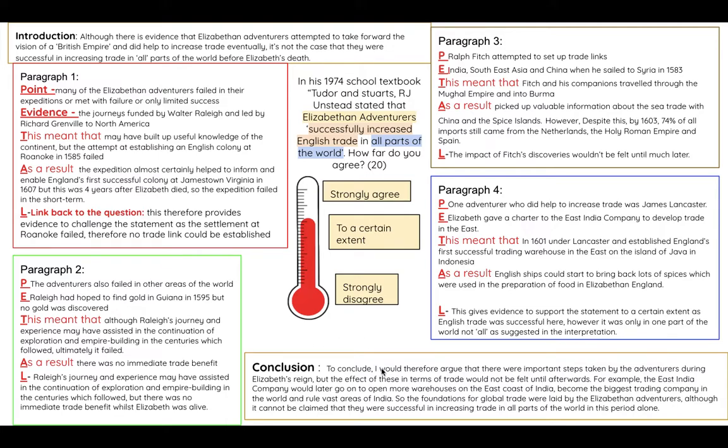And that would be a clinching argument, and my paragraphs link back to my clinching argument. So it's a sustained argument that I've made all the way through. This idea, foundations were being laid, but actually you can't really say trade was successful in all parts of the world whilst Elizabeth was alive. So I hope that helps you to answer this 20-mark question about trade.